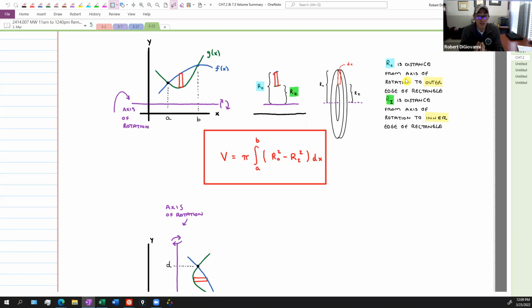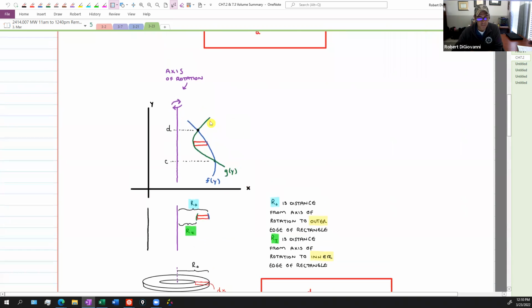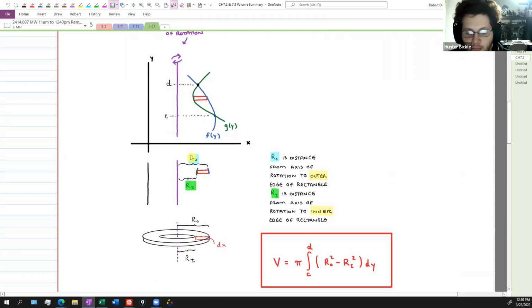Okay, everything we've done so far, I've given you two functions, f and g, that were functions of x, right? But what if they're functions of y? And I want you to rotate around vertical lines instead. So what if your picture looks like this, you have a left function and a right function? And we want to rotate this region around some vertical axis. Well, it's the same exact principle, but you're going to be sliding your rectangles or your washers up and down instead of left and right.